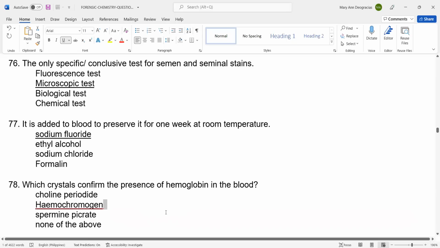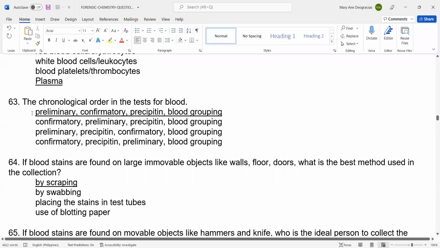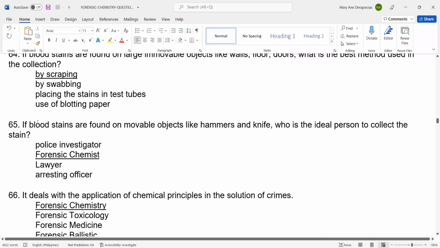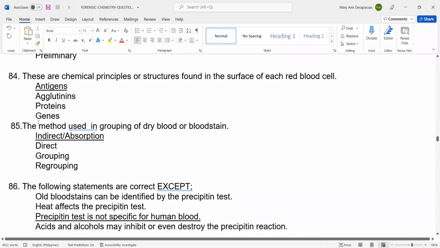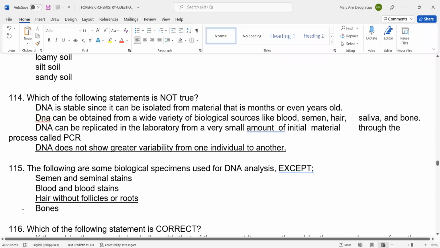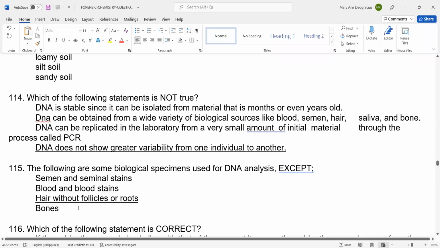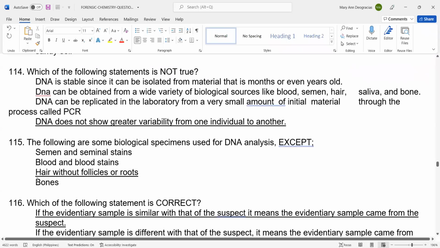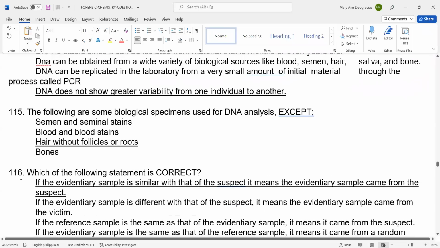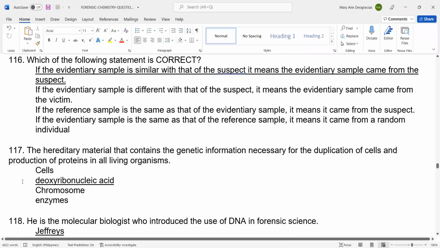63 is letter A. 115 to 117: 115 is letter C. Number 116 is letter A. 117 is letter B.